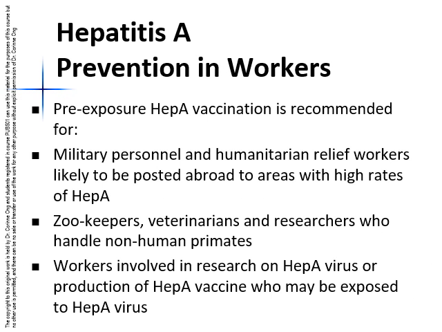Workers in occupational groups who should be vaccinated include military personnel and humanitarian relief workers who are posted in areas where hepatitis A is endemic. Also, zookeepers, vets, and researchers who handle non-human primates, and laboratory workers who are handling the hepatitis A virus in research or vaccine production should be immunized.